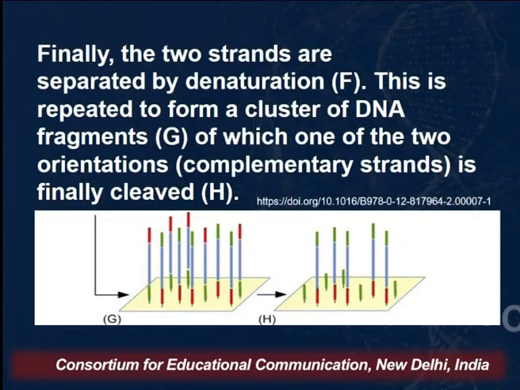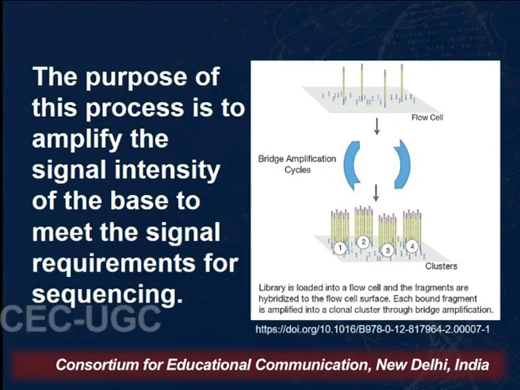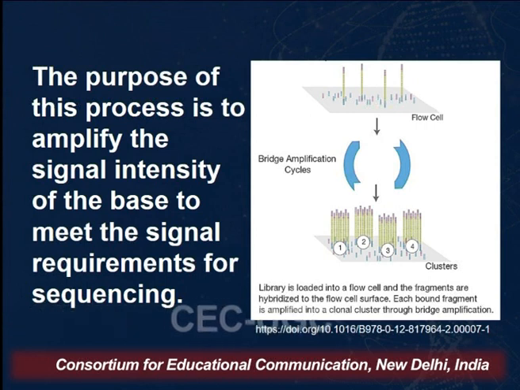Finally, the two strands are separated by denaturation. This is repeated to form a cluster of DNA fragments, of which one of the two orientations is finally removed. We just need the single strand. So this kind of thing occurs so that at each spot an identical cluster of fragments is obtained. The purpose of the process is to amplify the signal intensity of the base to meet the signal requirements for sequencing. There has to be a threshold of signal that can be detected.